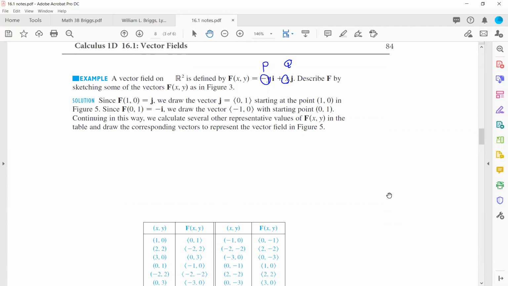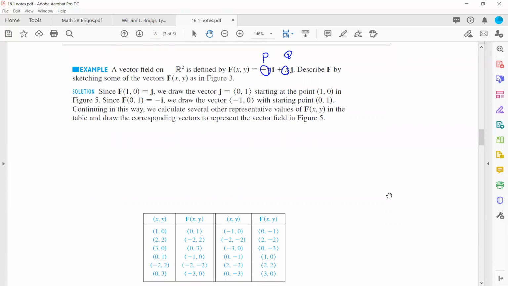Very well. So we can take different points, different numbers in the xy plane, and evaluate the function. Take a look at this table here. Suppose your x is 1, y is 0. We plug them into the function. The first component of the function is going to be 0 because y is 0. The second component of the function is x, so it's going to be 1. The starting point is 1 and 0, and you have a vector in the direction of 0 and 1.